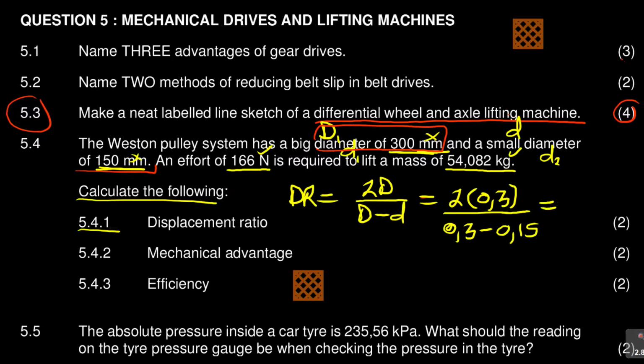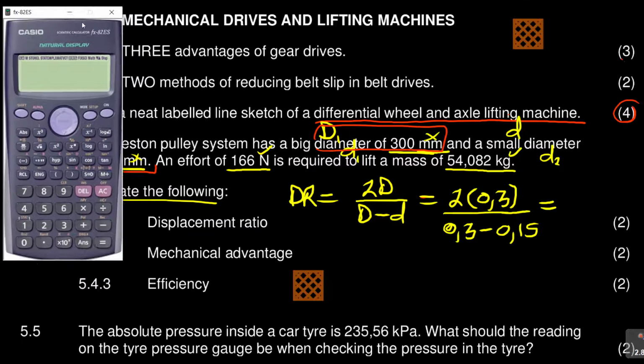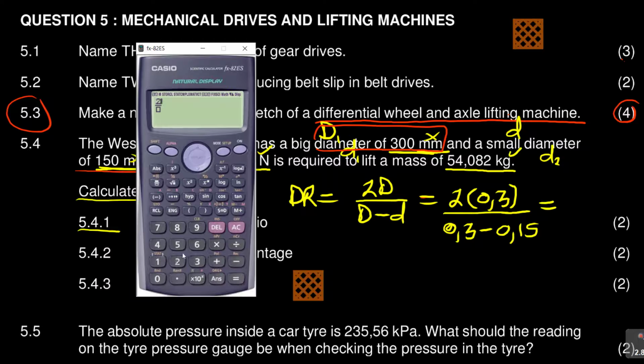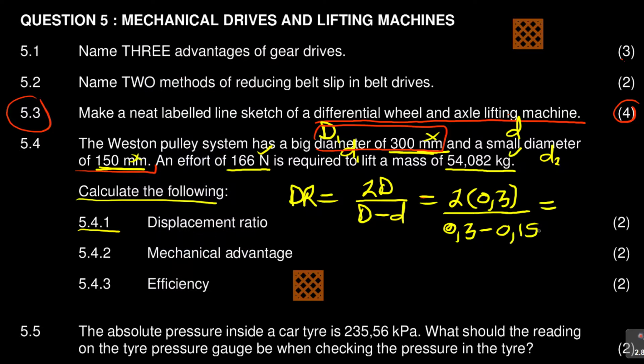Okay, let's look at the answer there. What does it give me? It gives me 2 bracket 0.3 close the bracket over 0.3 minus 0.15, and then it gives me 4. So the answer here, the displacement ratio here is 4. No units, leave out the units. That's the first one. 5.4.2, the mechanical advantage, MA.